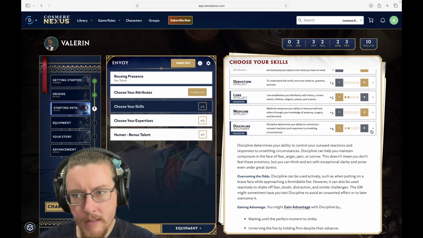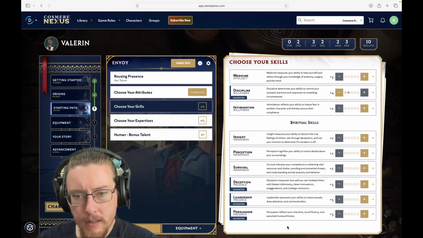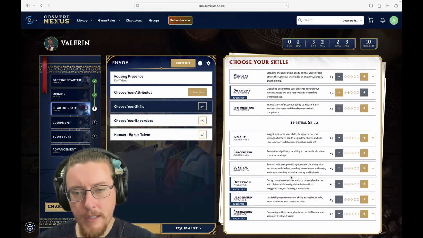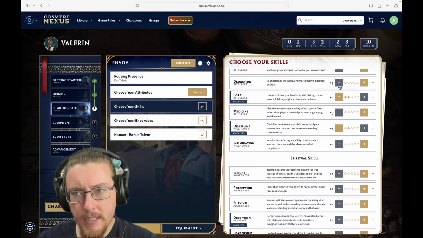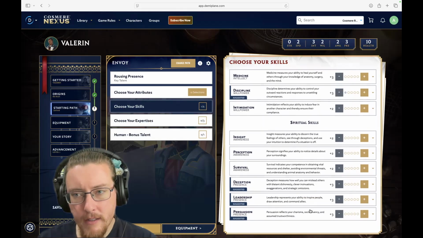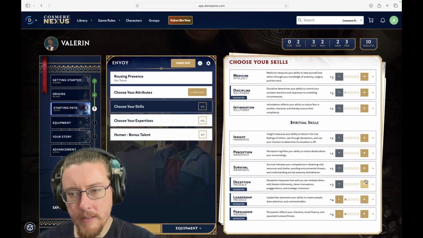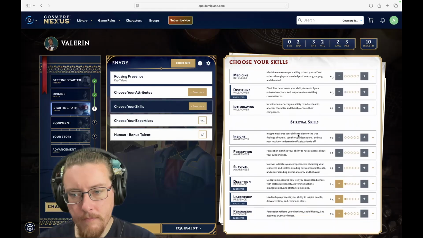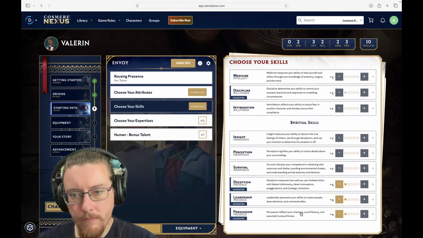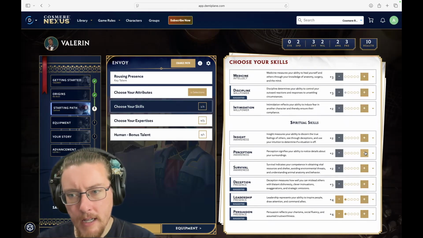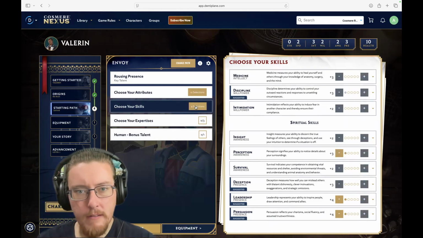What do I want? Oh, shoosh. Storms. Okay, I'm going to take a point off of that. I'm going to save that point there. I'm actually going to put some down here into spiritual skills. Actually, I don't want my character to be deceptive. So I'm going to put it into perception.